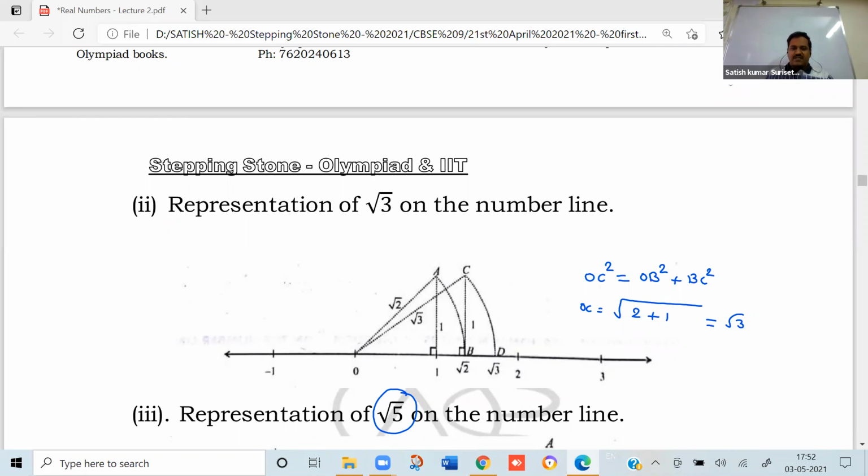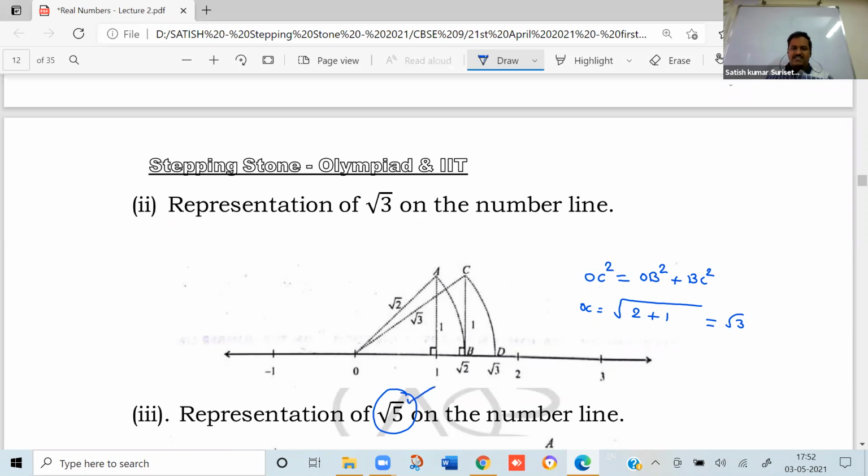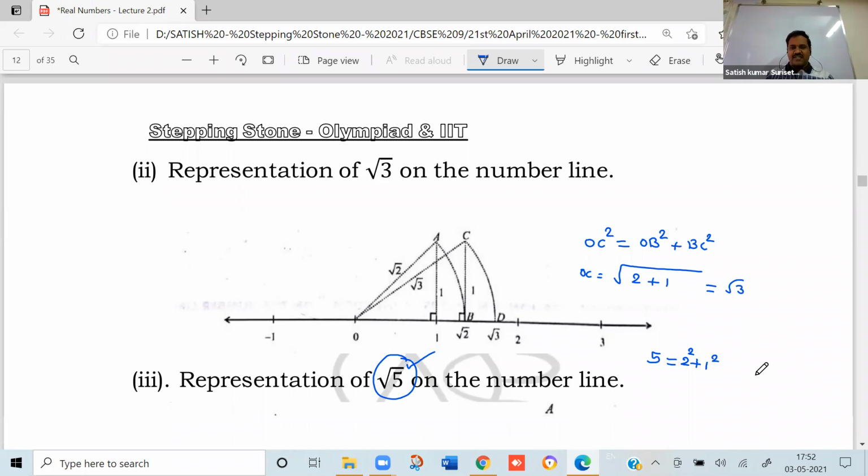So when you want to represent root 5 as a point on the number line, you try to split 5 as a sum of two perfect squares. Tell me, 5 as a sum of two perfect squares, what can I write? Can I write 2 square plus 1 square? That means using this, you can get the figure easily.